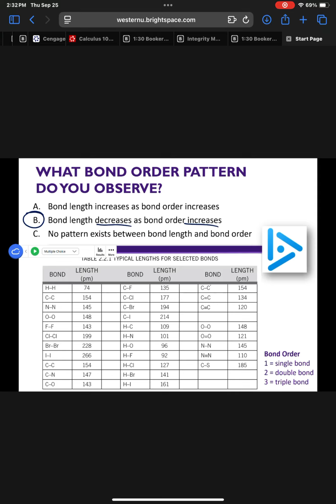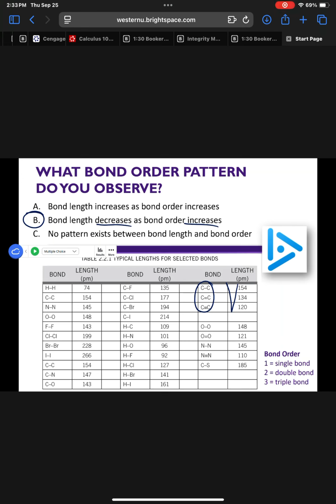Where do we see that? Well, if we're looking at carbon-carbon bonds, we can see the bond length decreases even as the bond order increases. We know that triple bonds are stronger than double bonds, which are stronger than single bonds. More electrons in those bonds pull those two nuclei together. So the triple bond is even shorter and tighter.